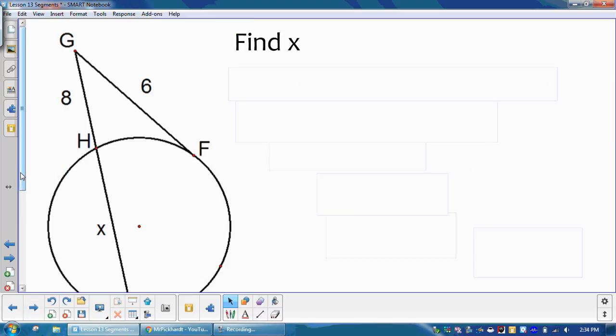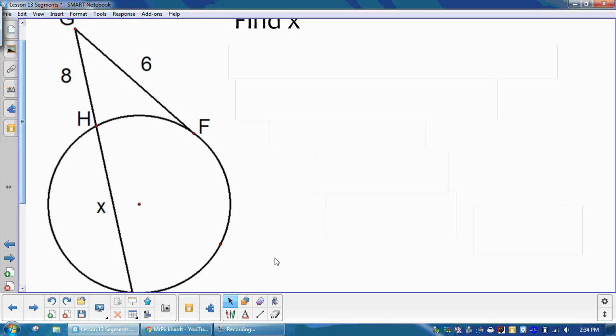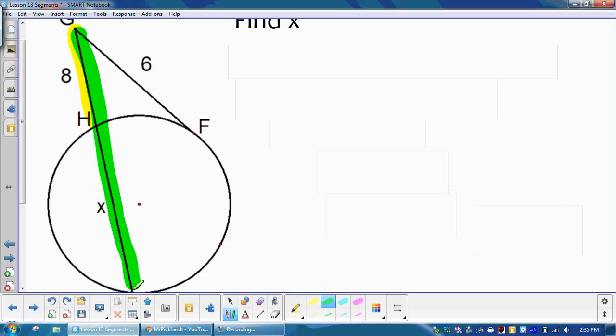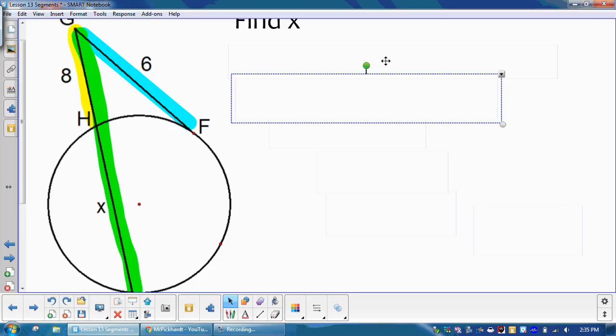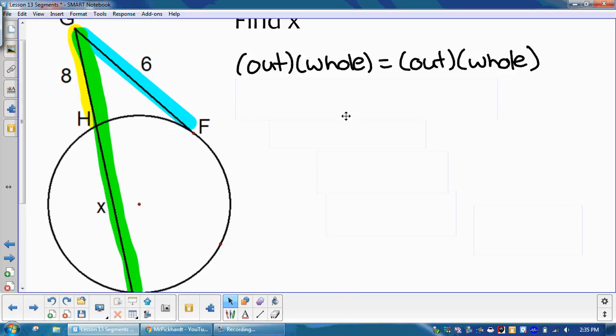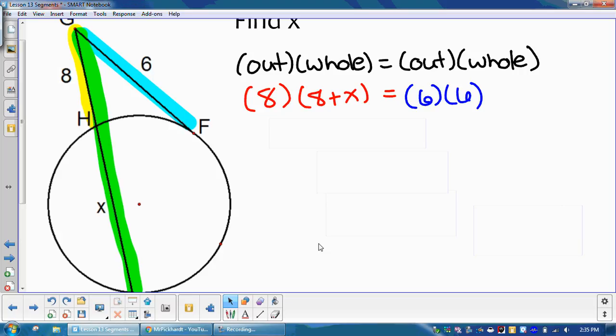Let's do another one. This time I have a secant and a tangent. So the outside of this secant is 8, and the whole thing is 8 plus x. I'm adding the outside and the inside. And then the tangent, the outside and the whole are both the same. They're 6, so I plug that in twice. I start with the formula and plug in. See how the tangent segment, the outside and the whole are the same. I plug it in twice.